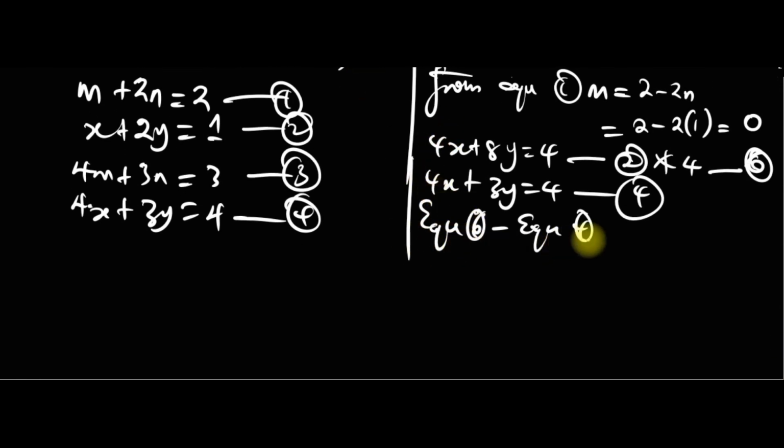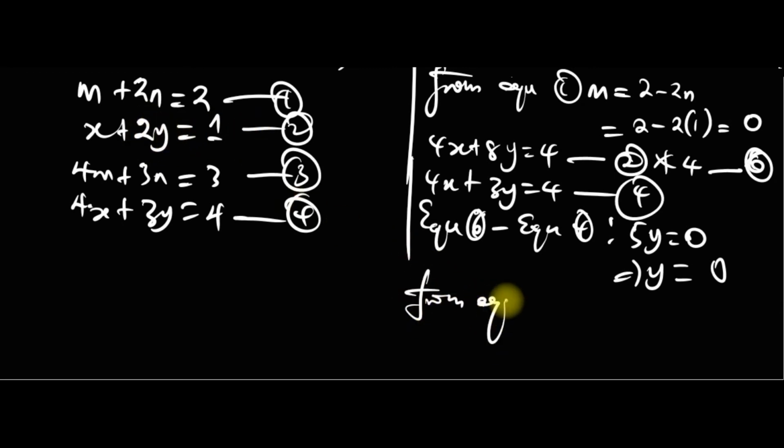So 4x minus 4x is 0, 8y minus 3y is 5y, 4 minus 4 is 0. Which implies that y is 0. Because we found the value of y, we now find the value of x. I will use equation 2. It has a lower value of the constant. From equation 2, x is 1 minus 2y, which is 1 minus 2 times 0. 1 minus 0 is 1.